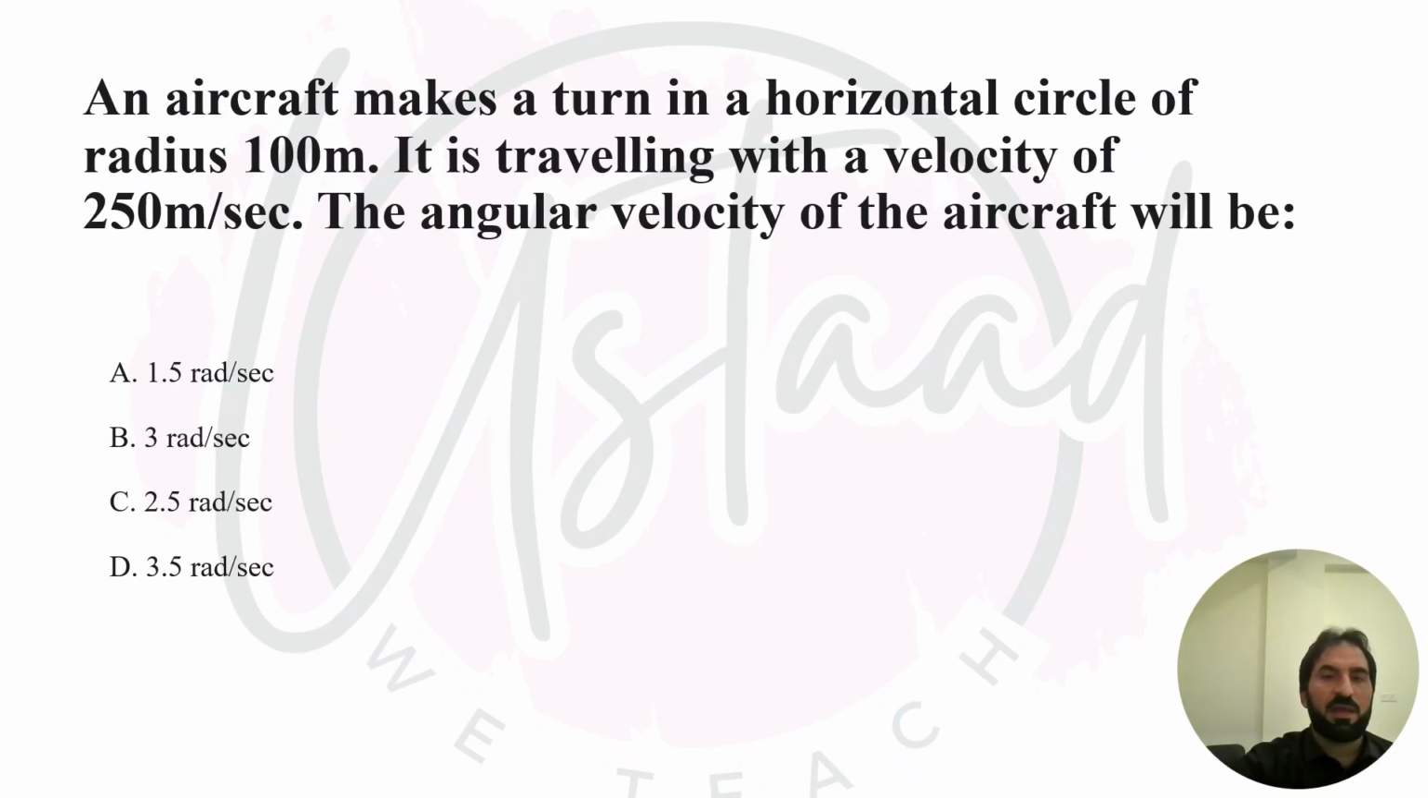Next MCQ: an aircraft makes a turn in a horizontal circle of radius 100 meter, traveling with velocity of 250 meter per second. The angular velocity of the aircraft will be 1.5 radian per second, 3 radian per second, 2.5 radian per second, or 3.5 radian per second. So the calculated answer is 2.5 radian per second.